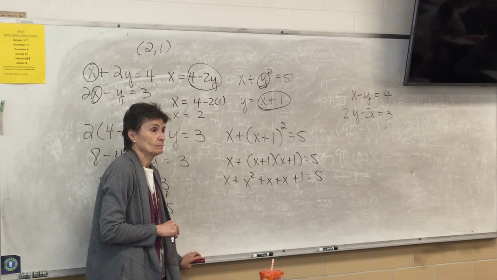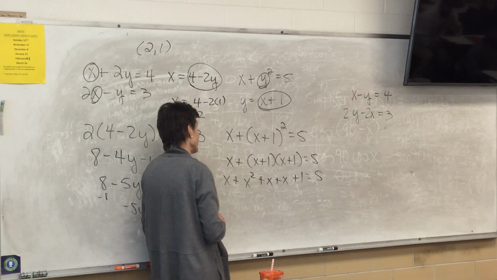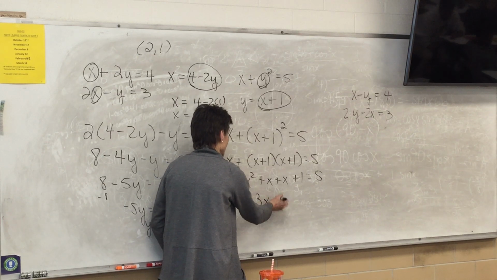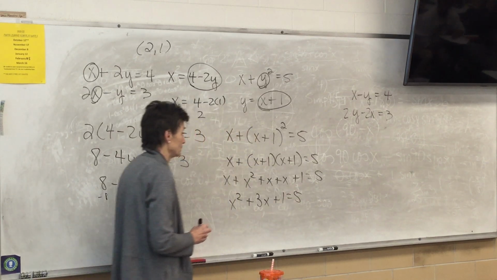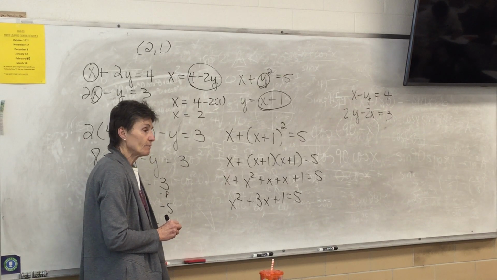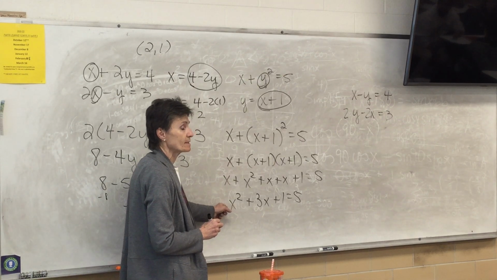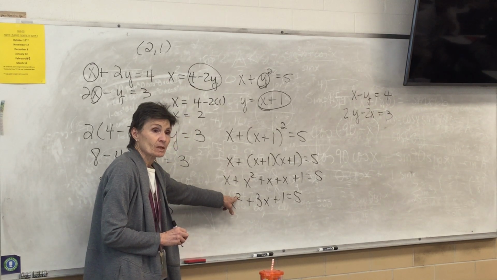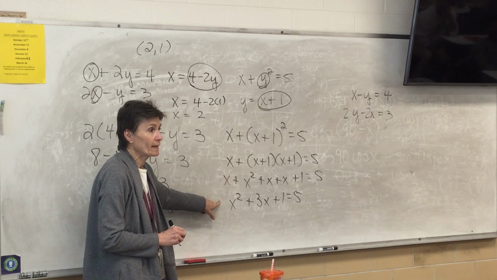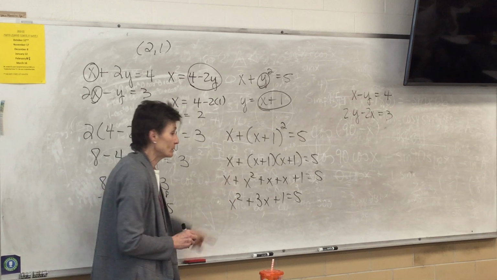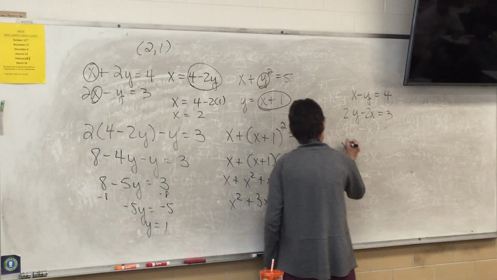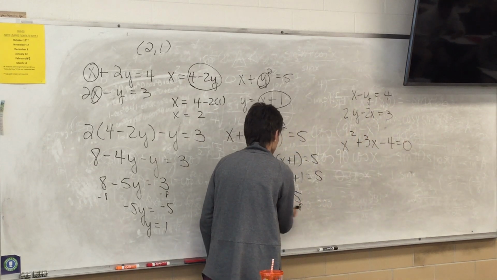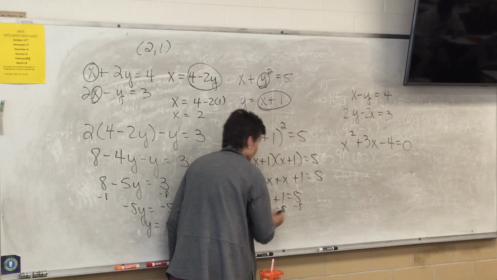Now what? Collect like terms, clean it up. So let's see, I got 1x squared, 3 x's. Subtract the 5. What kind of an equation is this right here? Quadratic. And when you have a quadratic equation, you've got to get it set equal to 0. So we'll get it set equal to 0 by subtracting 5. Subtract 5 from both sides to get 0.